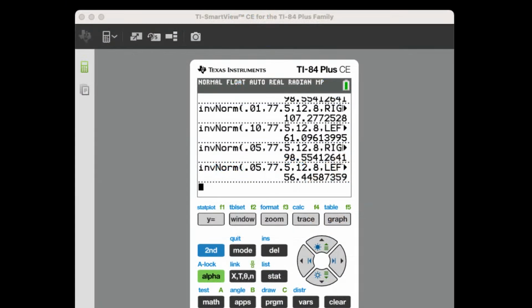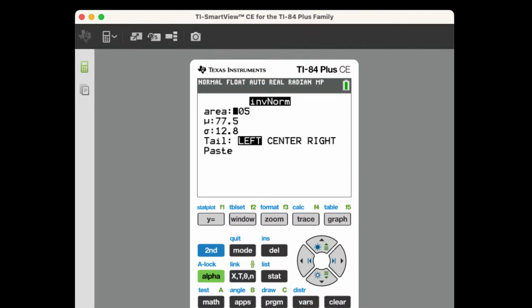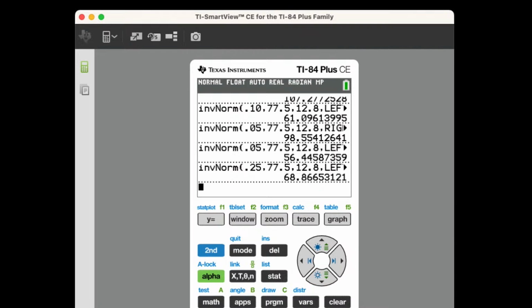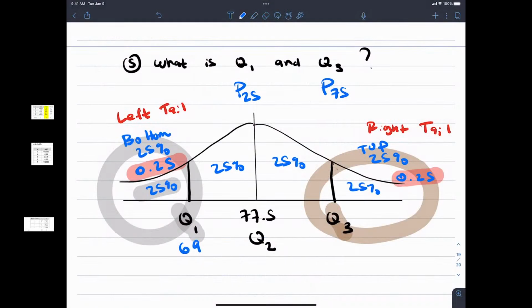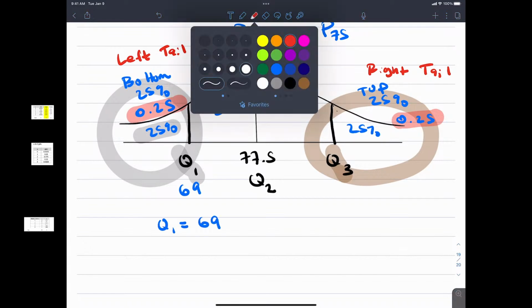Okay, let's go to the calculator now. Second distribution, inverse norm. I'm going to do the bottom 25. That should be 25, and that's left. What do you get? What number is this? 69. Q1 is 69, the first quartile.